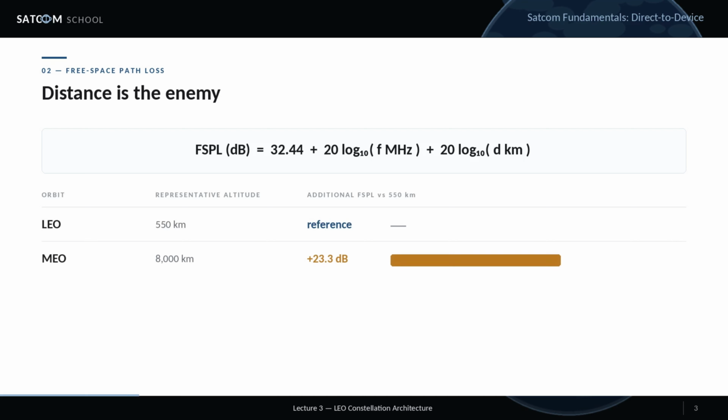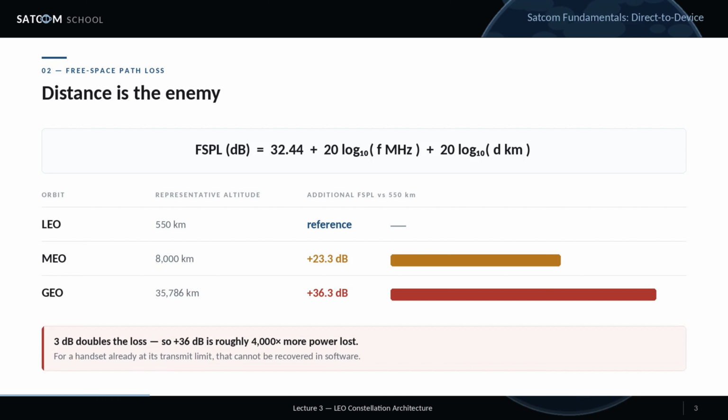Free space path loss is 32.44 plus 20 log of frequency in megahertz plus 20 log of distance in kilometers. Hold frequency constant, and distance becomes the only variable that matters. Against a 550-kilometer reference, medium orbit adds 23.3 decibels, and geostationary adds 36.3. 3 decibels halves your received power, so 36 decibels is a factor of roughly 4,000. For a phone already at its limit, that is not recoverable in software.